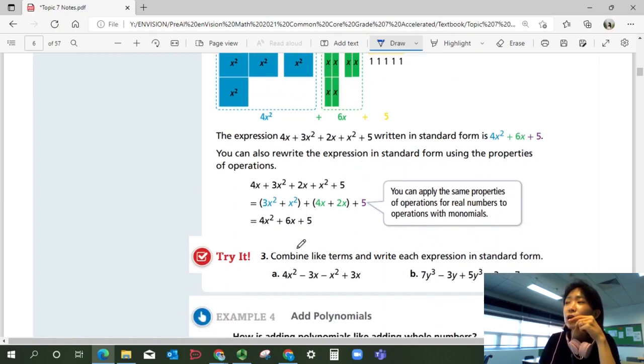All right, so let's try number 3A and B. See if you can combine like terms and rearrange them in standard form. Pause the video, come back when you're ready for answers.